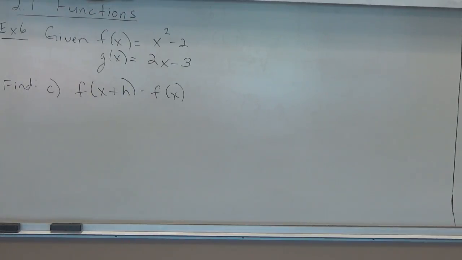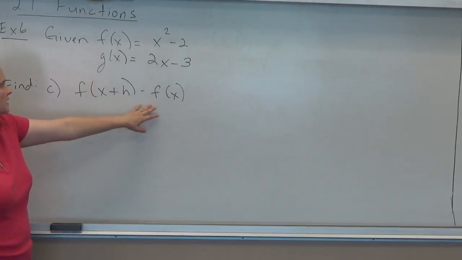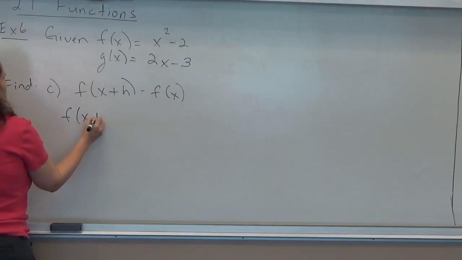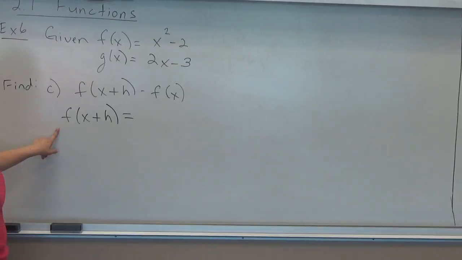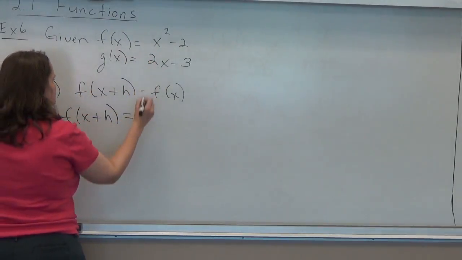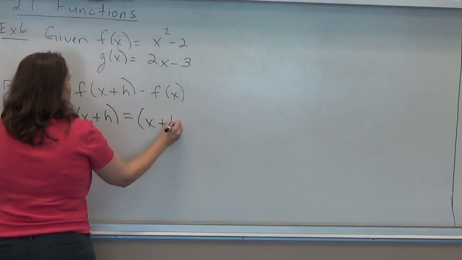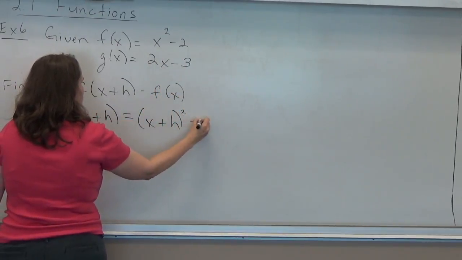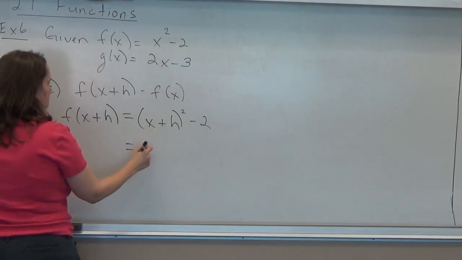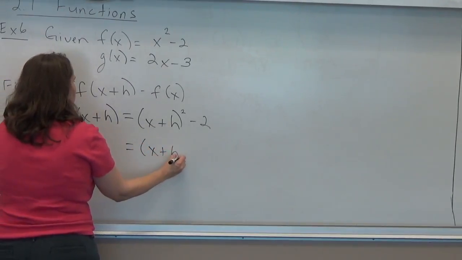Part C, we have to find f of x plus h minus f of x. So let's start with f of x plus h. This is telling me to go to the f function, substitute x plus h in place of all the original x's. So it's going to be parentheses x plus h, quantity squared minus 2. This is a binomial. We have to expand it out and FOIL.